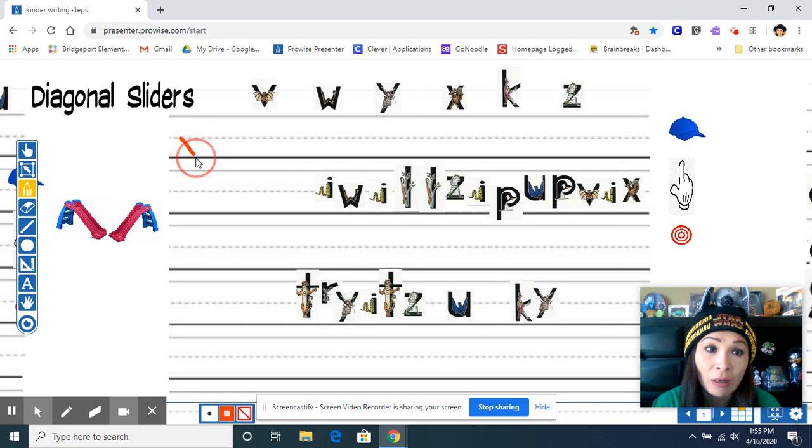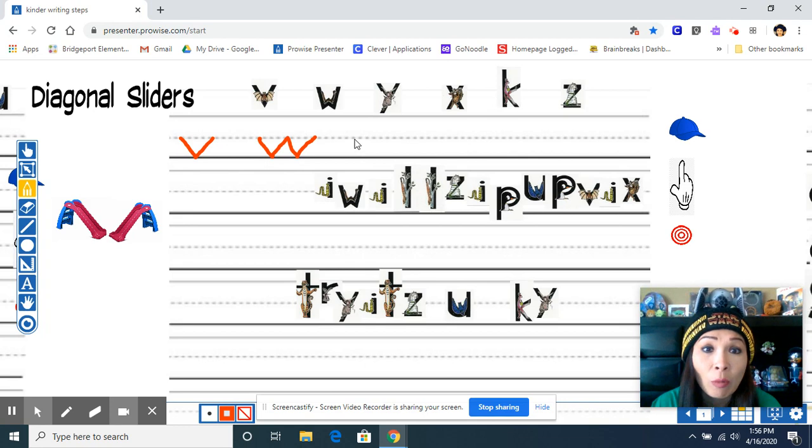So first we start off with our V, starting at the middle line, sliding down, going back up, but sliding on the middle line, making our diagonal line. And here is our W, slide down. All right, slide back up and slide back down. And we slide back up. Here's our W. Two V's make one W.